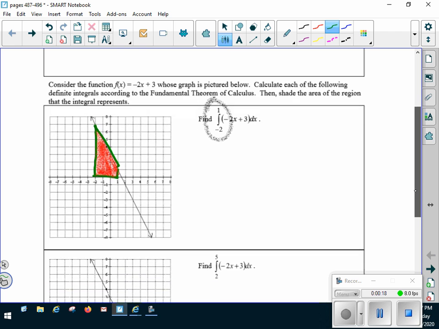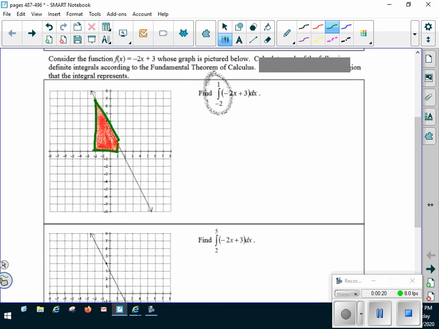Before we do the definition, though, we're going to go down here, and you'll notice I've already started, and that's because I forgot to start the recording.